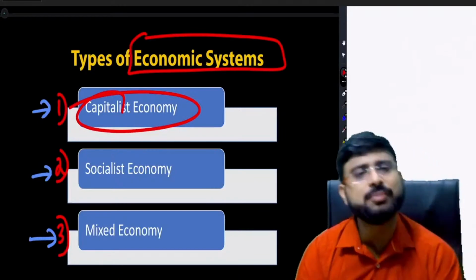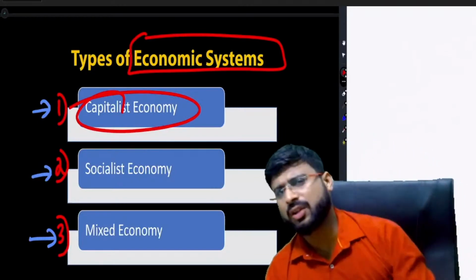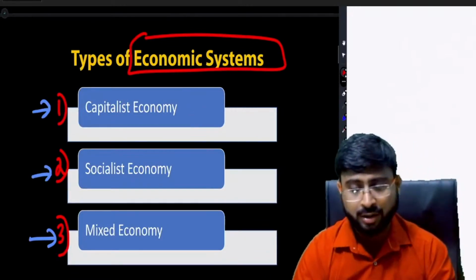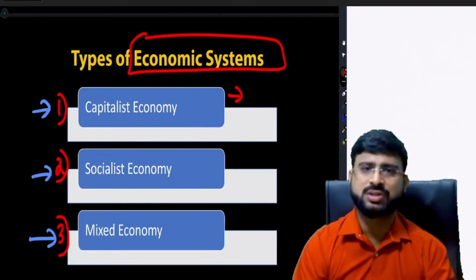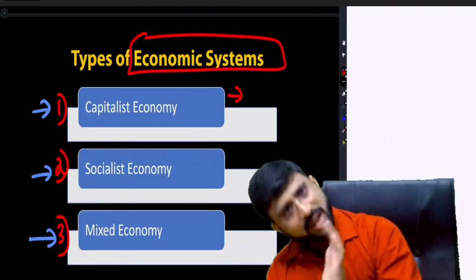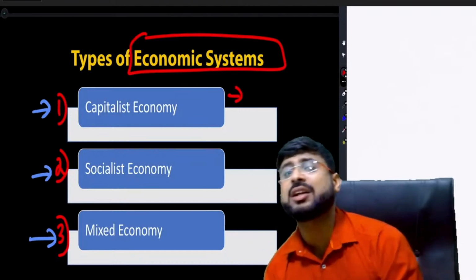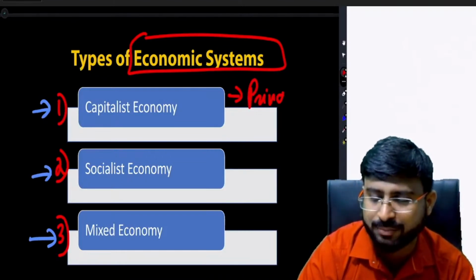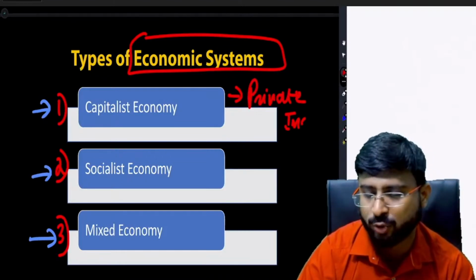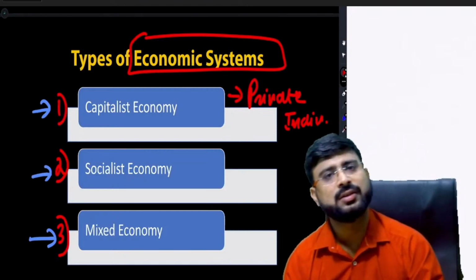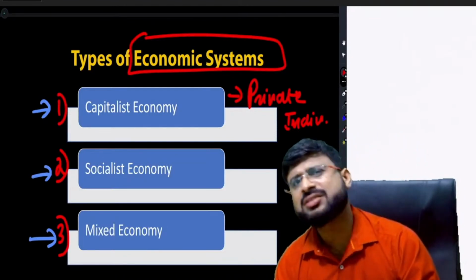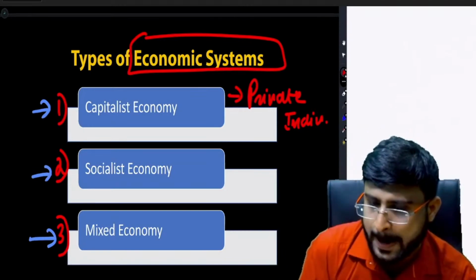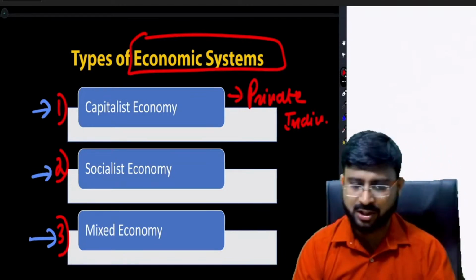What is capitalist economy, sir? Much like the USA, United States of America, it is an economy where mainly all the resources, yes, there is government here, but the resources are mainly owned by private individuals and businesses. Private individuals run the businesses here. Government is looking after laws and regulations. Government is not doing businesses. That is the main crux of capitalist economy.